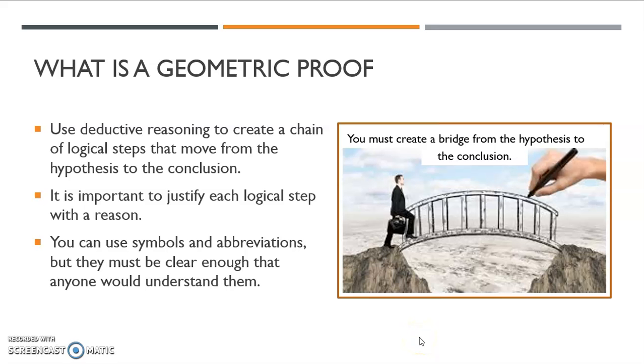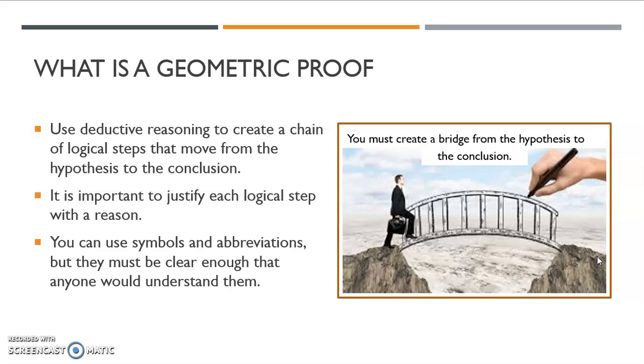Basically, a geometric proof is a logical bridge that takes you from your hypothesis, or whatever starting information you're given, and takes you across to the conclusion. You have to create a chain of logical steps, and make it so that you can follow one step to the next. So you have to take baby steps sometimes, and you have to justify each logical step with a reason. Now, you are allowed to use symbols and abbreviations, but they must be clear enough that anyone would understand them.